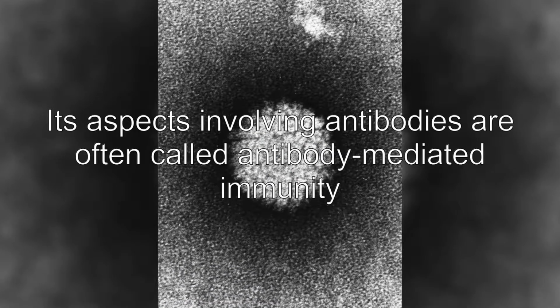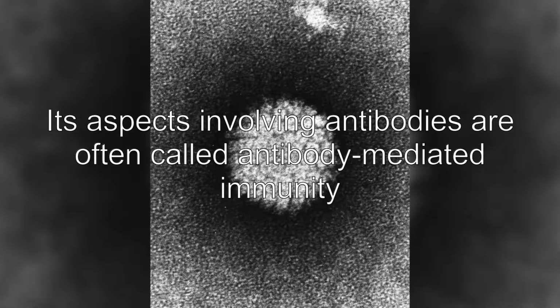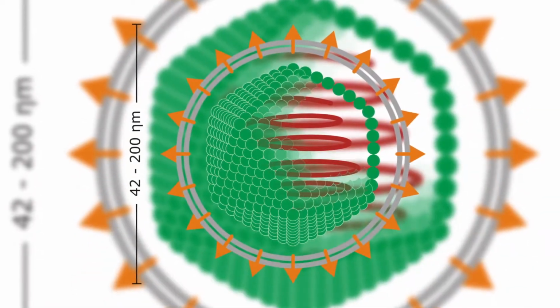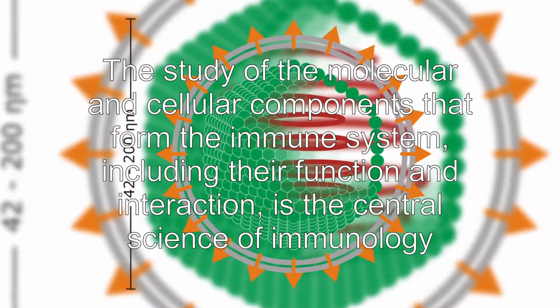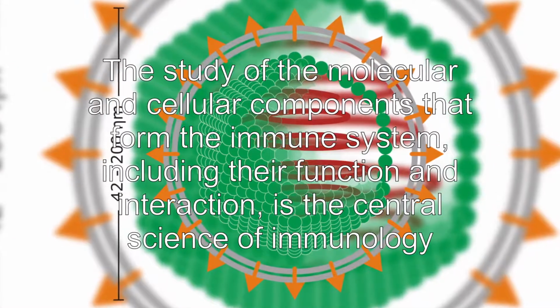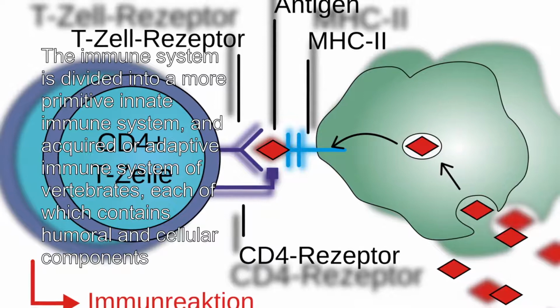The study of the molecular and cellular components that form the immune system, including their function and interaction, is the central science of immunology. The immune system is divided into a more primitive innate immune system, and the acquired or adaptive immune system of vertebrates, each of which contains humoral and cellular components.